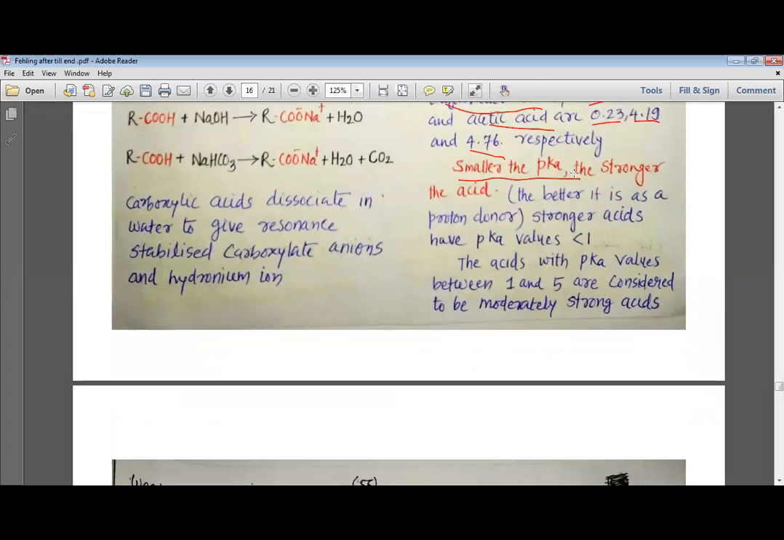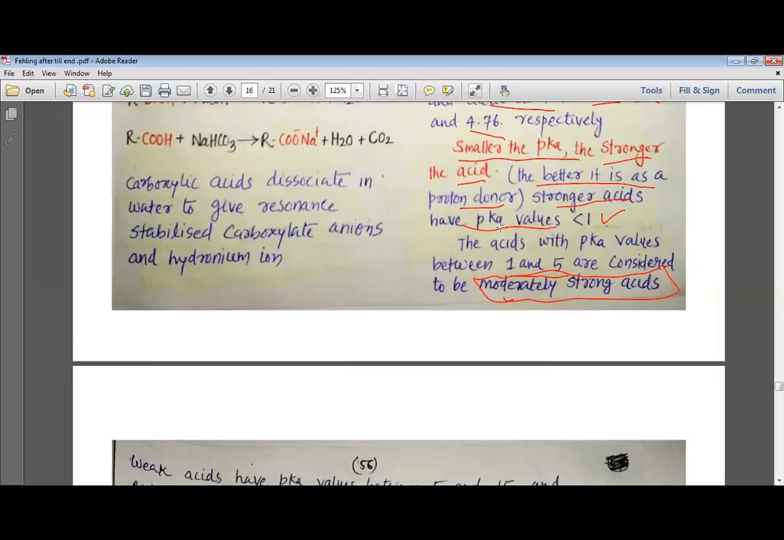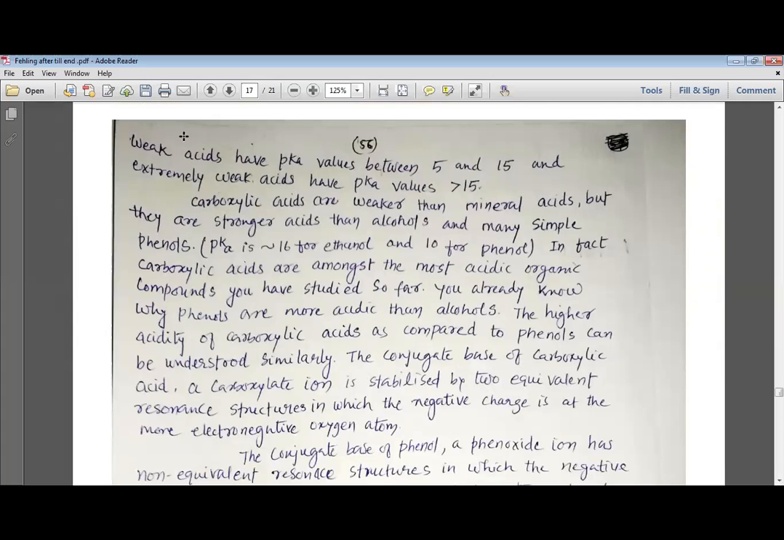So smaller the pKa value, the stronger is the acid, the better it is as the proton donor, and stronger acids have pKa values generally less than 1. The acids with pKa value between 1 and 5 are considered to be moderately strong acids. So here, my dear students, we need to remember that more is the value of pKa, less strong is the acid. Weak acids have pKa value between 5 and 15, and extremely weak acids have pKa values greater than 15. So this is how, my dear students, we can segregate the acidic character.